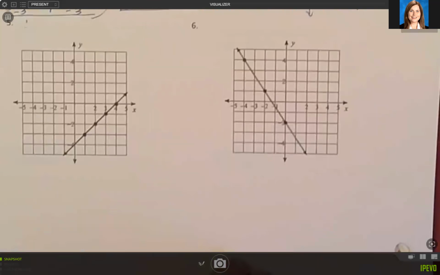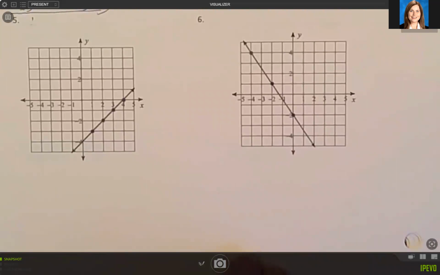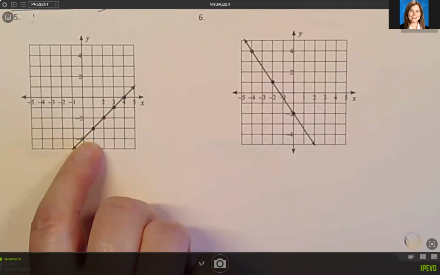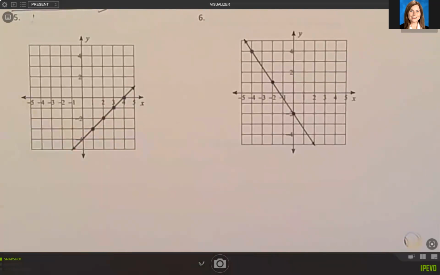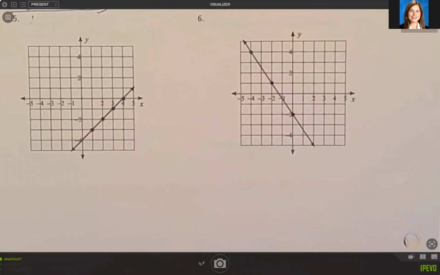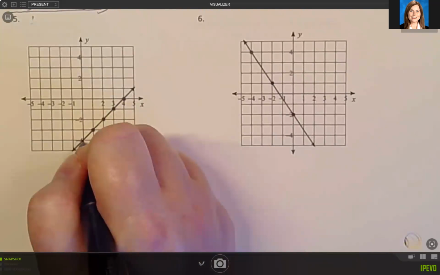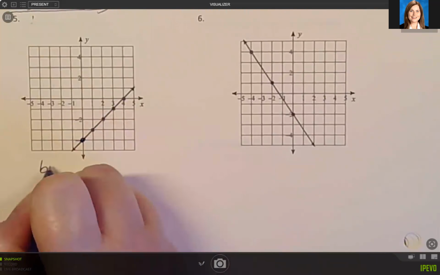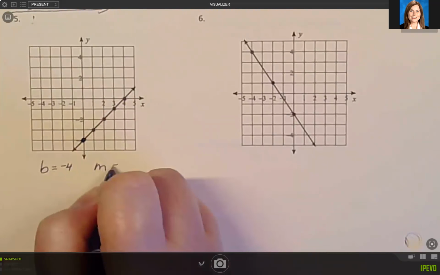Number 5, we're given a graph and we're asked to write the equation of the graph. We can see the y-intercept on these graphs, so we'll just go ahead and write those, and we can obviously see the slope, so we'll go ahead and write those in slope-intercept form. Our y-intercept for this graph is -4, and our slope, remember that's our rise over run.